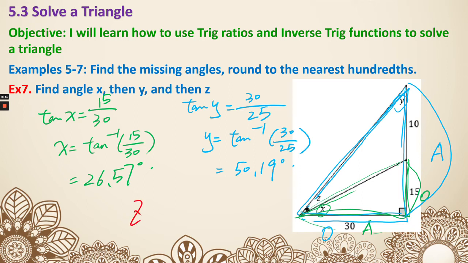Lastly, we are going to solve for z. You might be like, wait, but I don't have any right triangle for z. Yeah, we don't. However, we have just found y, x, and we already know that's a 90-degree angle.